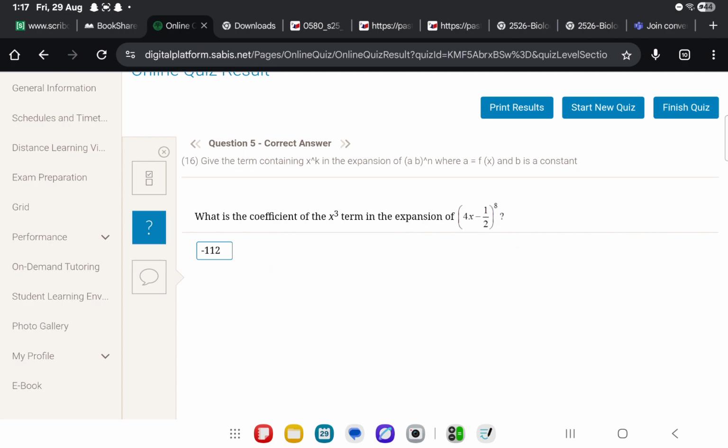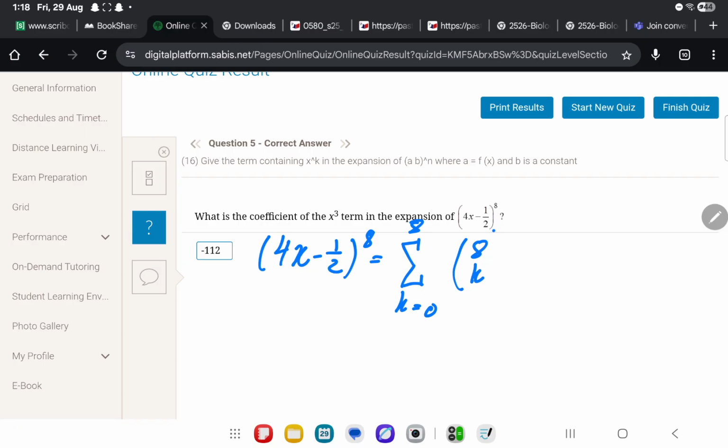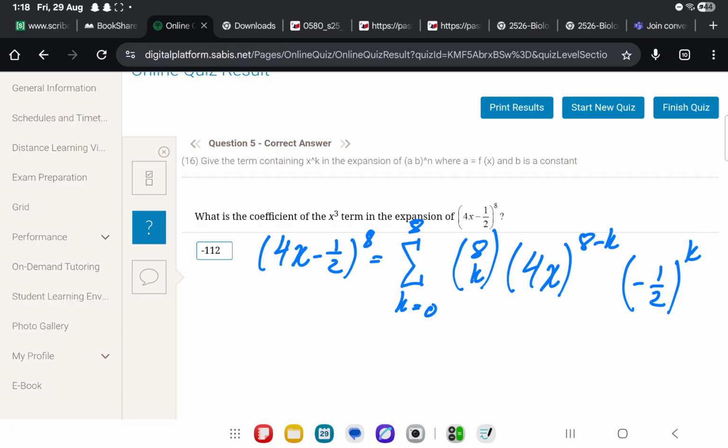Now, I'm going to apply it here. 4x minus 1 over 2 to the power of 8. Well, you have this. Okay, what do I do now? I'm going to apply the general form. First, I'm going to write it in sigma notation. So k equals 0 to n, which is 8 in this case. 8Ck into 4x to the power of 8 minus k multiplied by negative 1 over 2 to the power of k. This is just the general form. Over time, you learn to familiarize yourself with it. You can write it very quickly or you won't even need to write it at all.